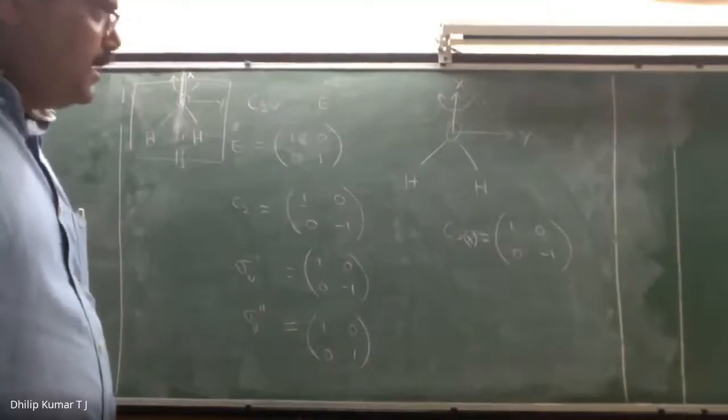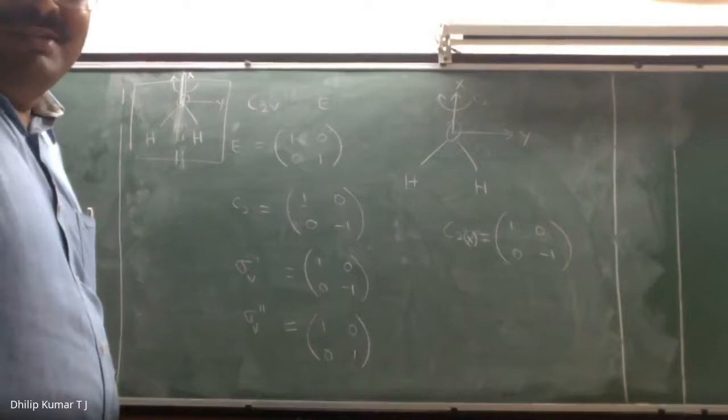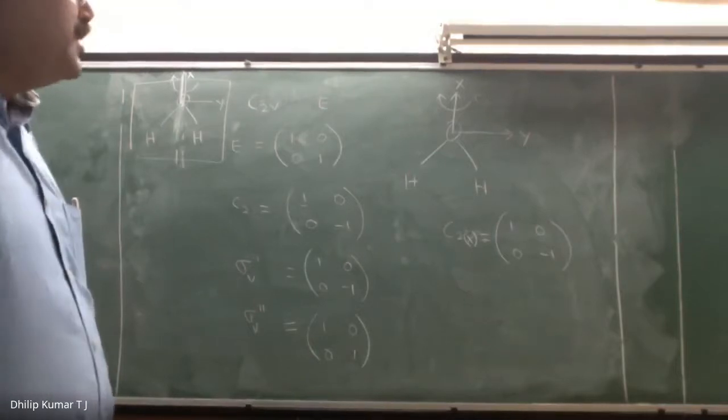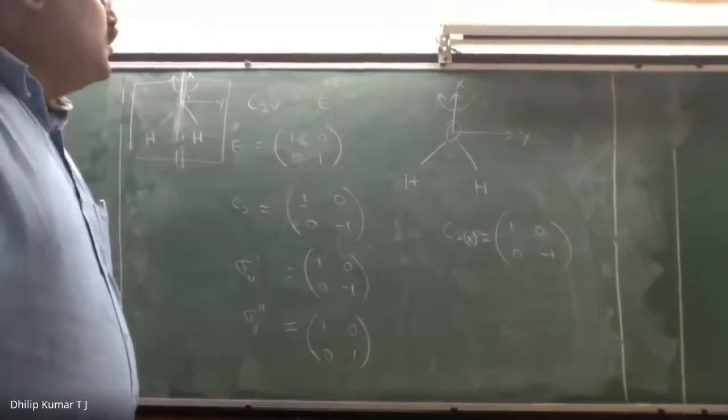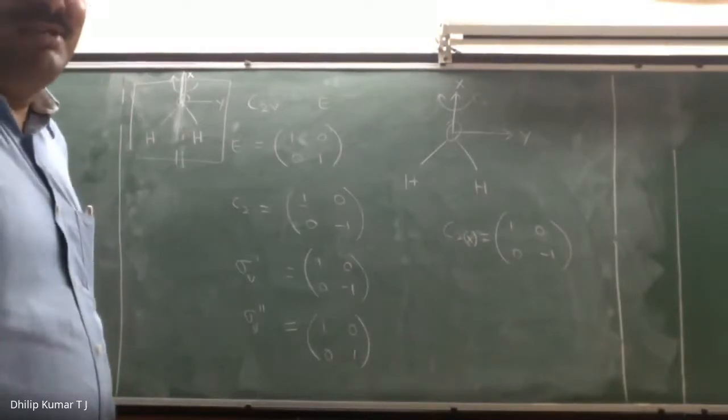Okay, so water is planar only. I just muted it and am speaking. So actually, this water is planar only. So a 2 by 2 matrix is sufficient for any planar molecule.